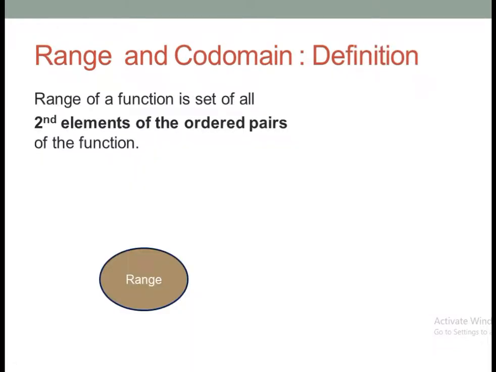Now we are going to learn about range and codomain. So what is range? The range of a function is the set of all second elements of the ordered pairs of the function. Second elements means images. So you can say that the range of a function is the set of all images of the function. Images means outputs. So we can say the range of a function is the set of all outputs of the function.